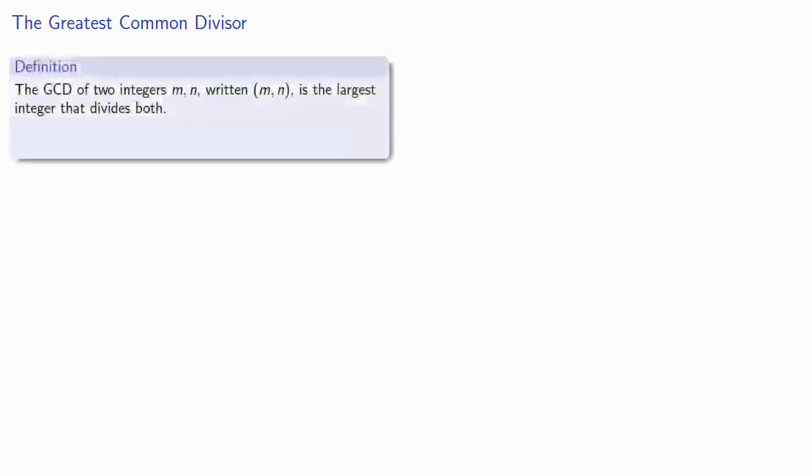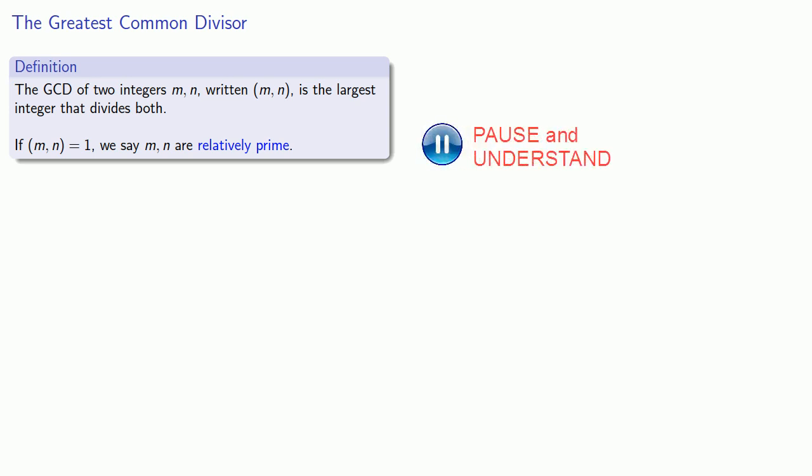One of the biggest problems in all of mathematics involves finding the greatest common divisor of a set of numbers. So first off, we define the greatest common divisor of two integers m and n, which we write this way, is the largest integer that divides both. Now in some cases, that largest integer is 1, and so if the greatest common divisor of m and n is equal to 1, we say that m and n are relatively prime.